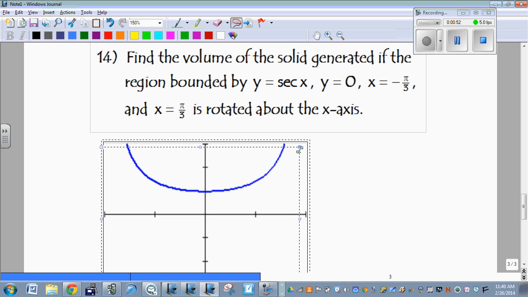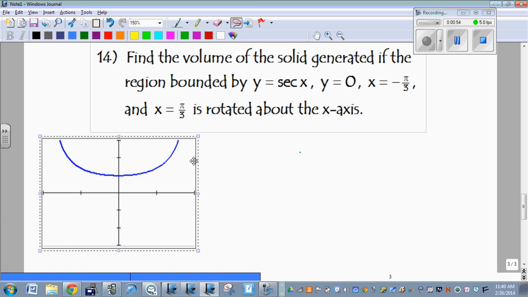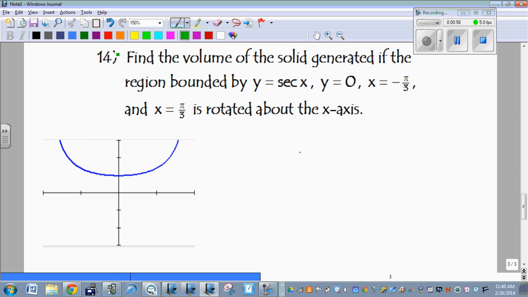So this is our region, starting with this graph. Then we have y equals 0 is just the x-axis. X equals negative pi over 3 would be over here. X equals positive pi over 3 over here. So that leaves us with this region right here. That's going to get rotated around the x-axis.